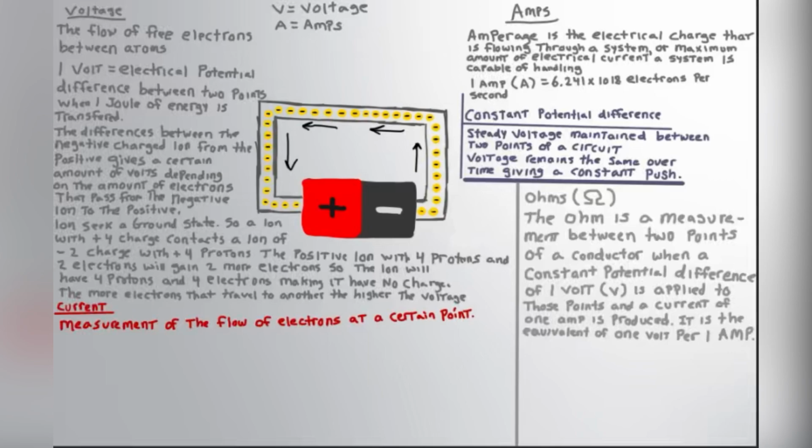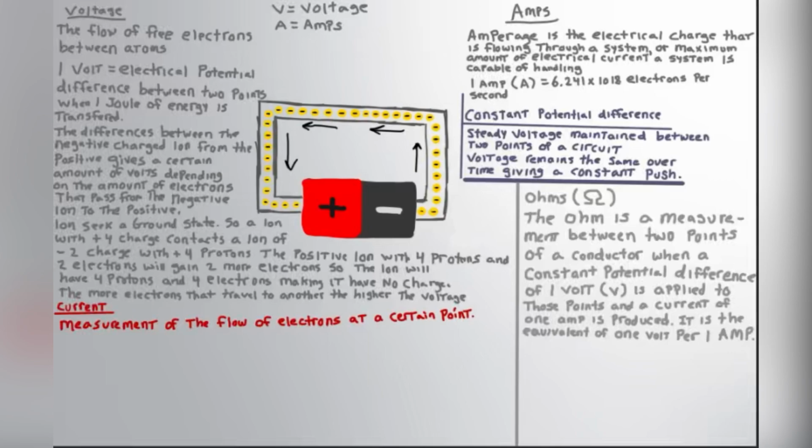Current is the measurement of the flow of electrons at a certain point. Now, amperage is the electrical charge that is flowing through a system, or the maximum amount of electrical current a system is capable of handling. 1 amp is equivalent to 6.241 times 10 to the 18th power, I believe, electrons per second.